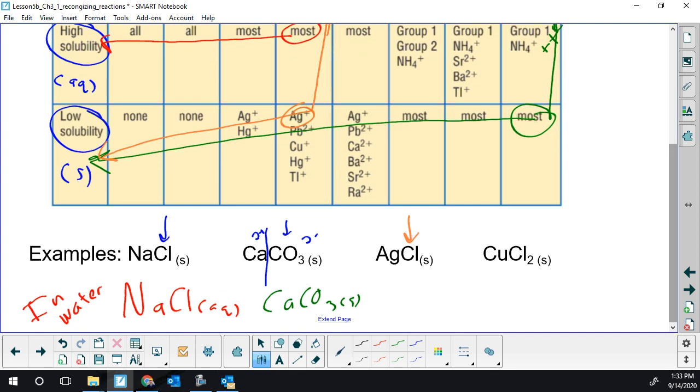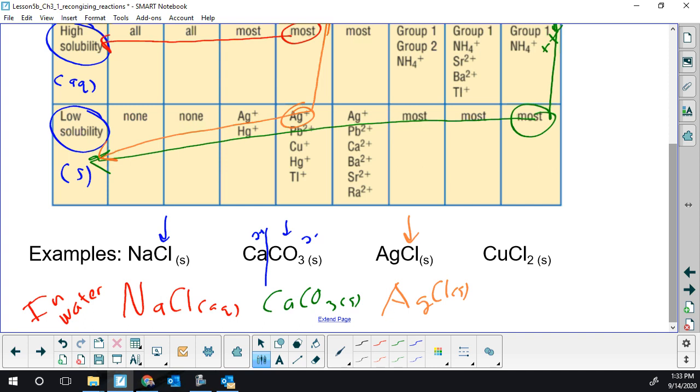Okay. So silver chloride in water or formed in water will not dissolve. Your conductivity, the light would either barely turn on or not turn on. This is low solubility, so maybe 1 in 1,000 dissolves, okay? But very little. Okay? We write solid.